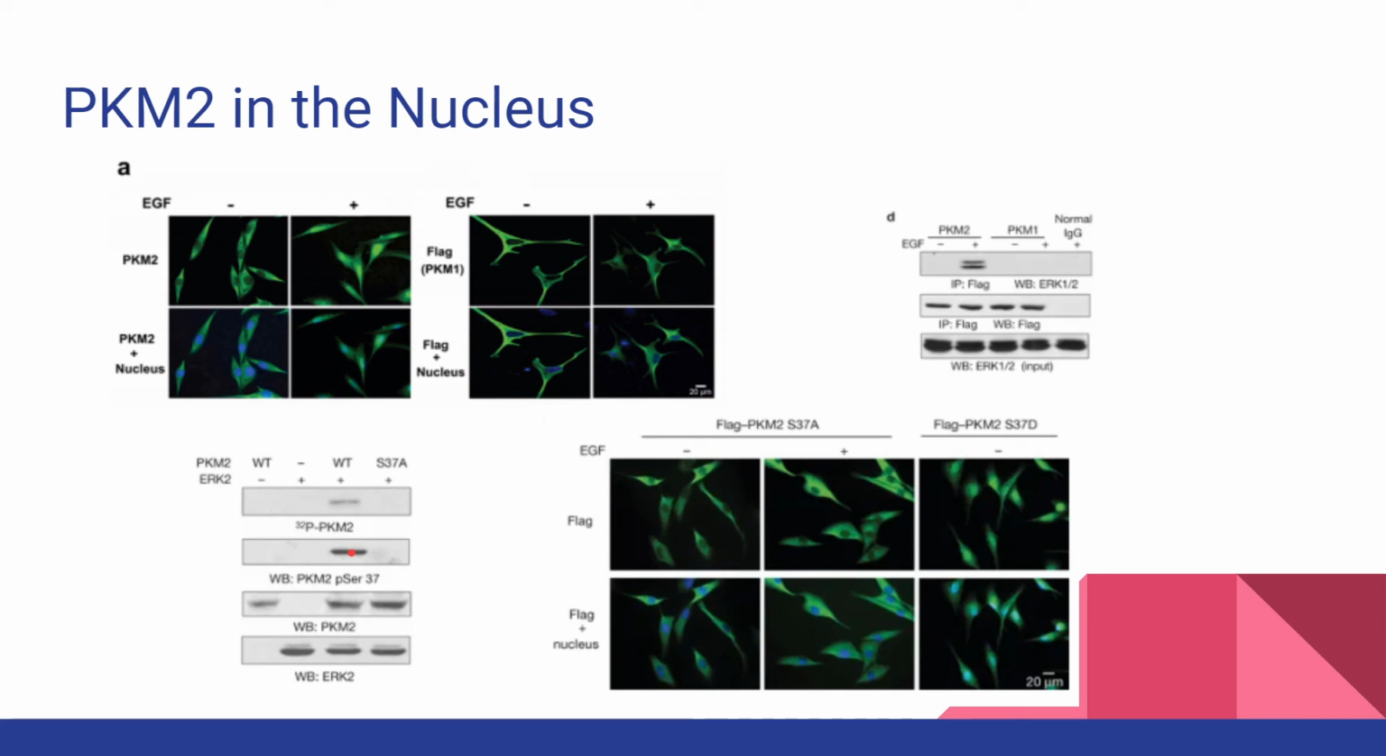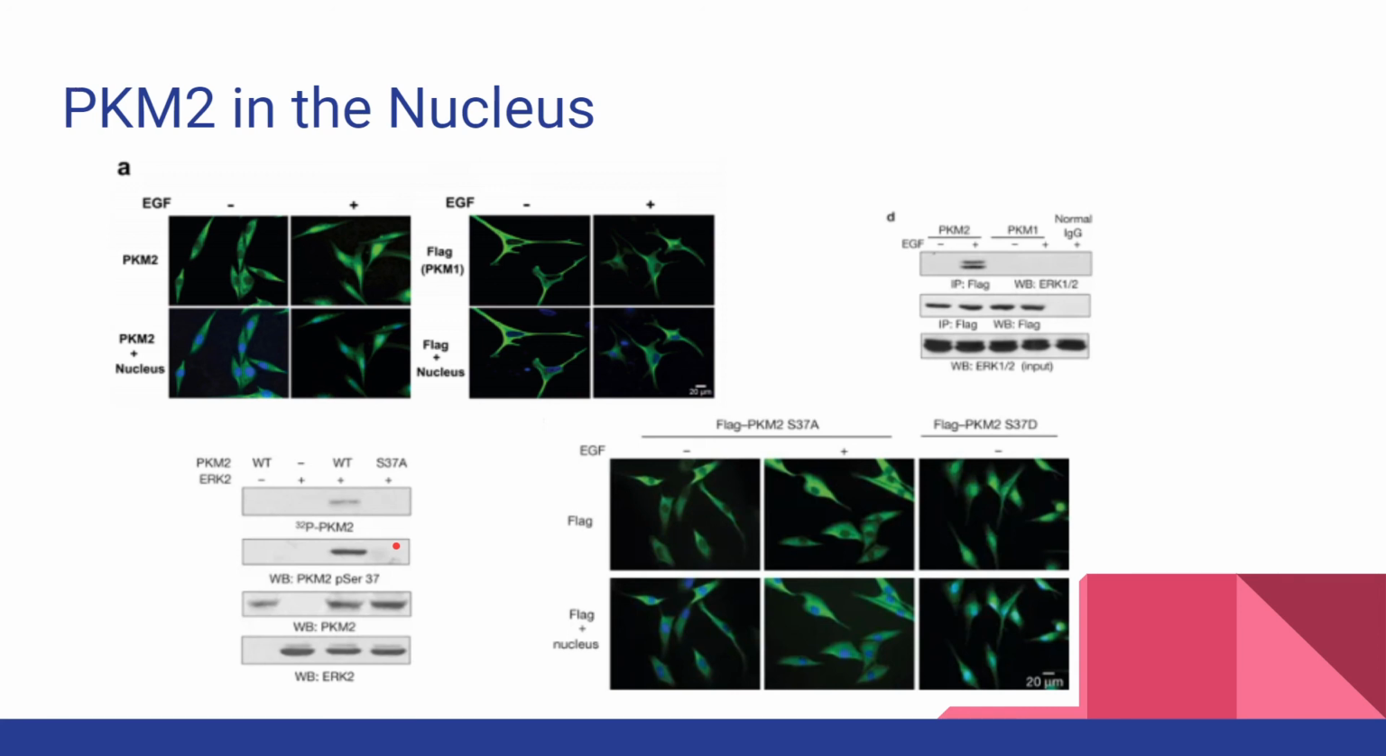We can also see that ERK2 is phosphorylating the PKM2, and we can also see that at serine 37, when we do a site-directed mutation and change serine to alanine, we do not get phosphorylation there.